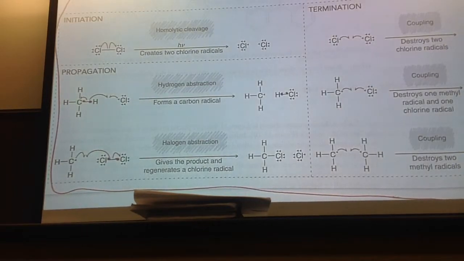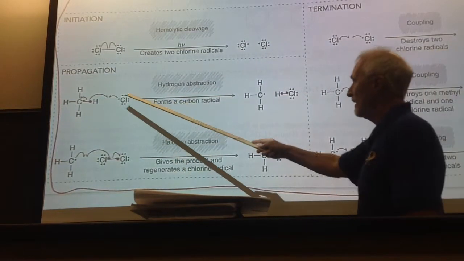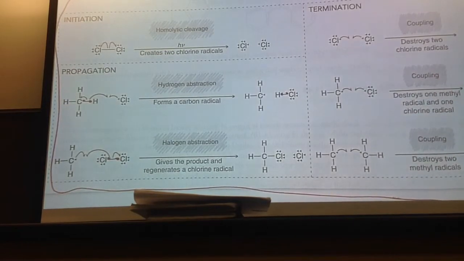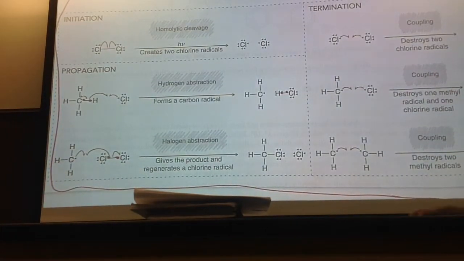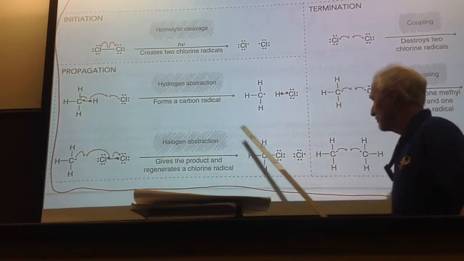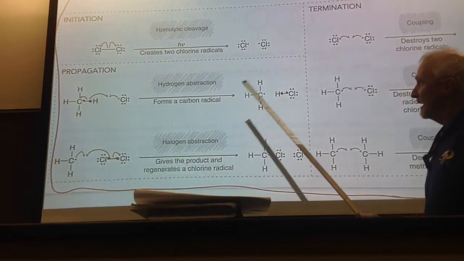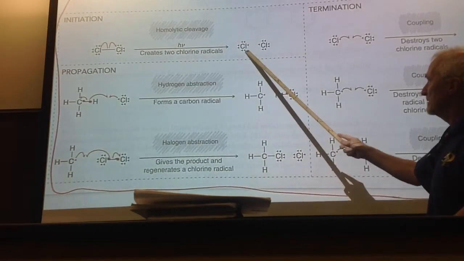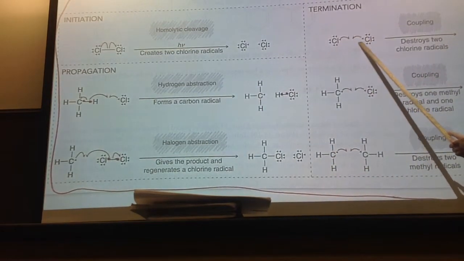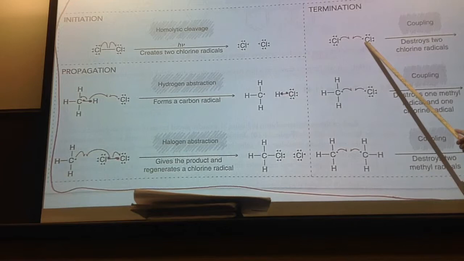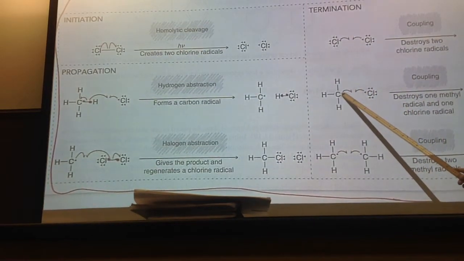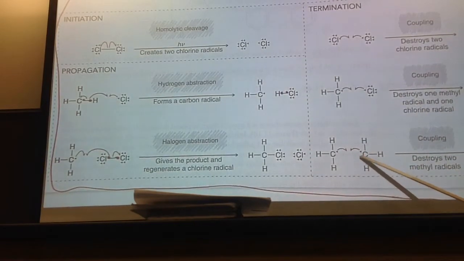You need chlorine radicals and methyl radicals to continue the process. If those radicals are destroyed, then the process stops. They're not destroyed in the propagation steps because I'm moving from one radical to another. But every once in a while, two of these collide and you destroy the chlorines. Or a chlorine atom and a methyl radical collide and you destroy them. And every once in a while, two of these collide and you destroy that.